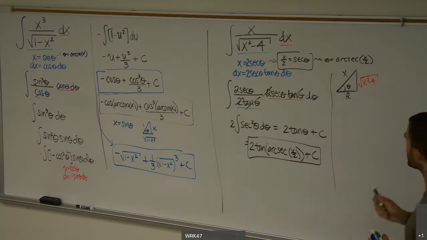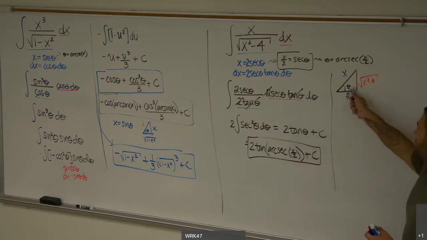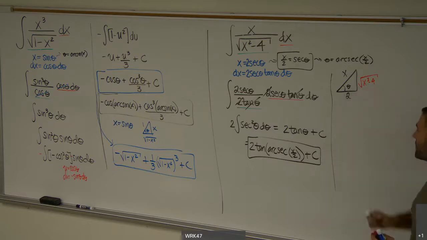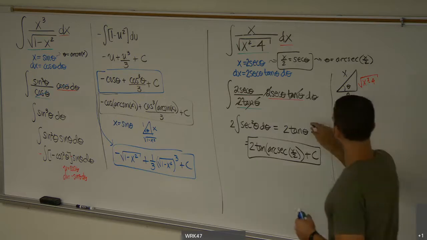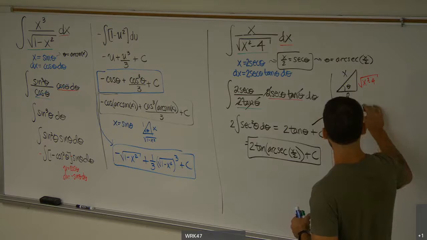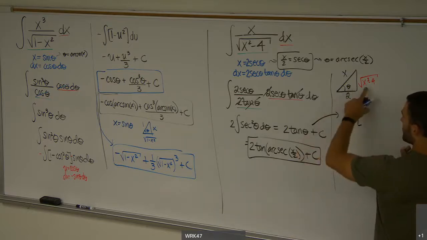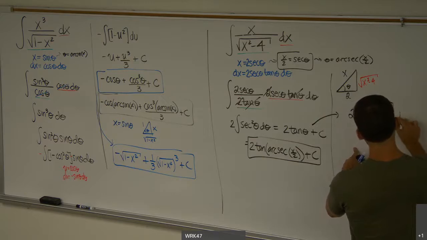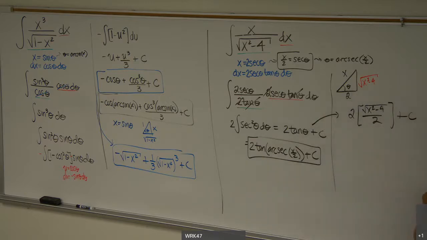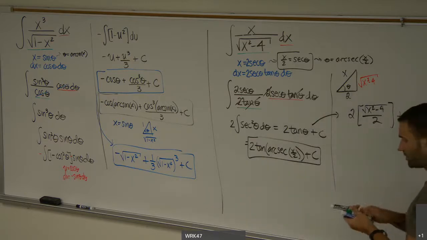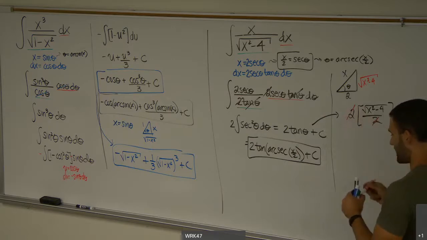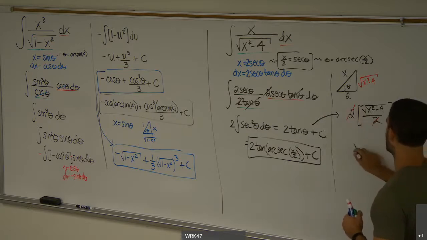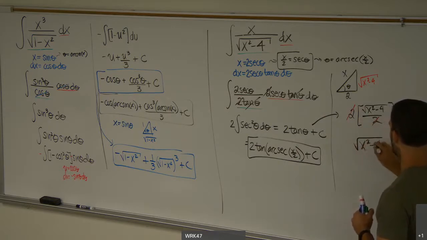And then remember my answer is tangent of theta. Tangent is opposite over adjacent, so tangent of theta is this expression over 2. So rewriting this answer here, the answer is 2 tangent of theta. Tangent of theta is then algebraically the square root of x squared minus 4 over 2. Now the 2's cancel, and you actually get a very nice, clean algebraic answer as the square root of x squared minus 4 plus c.